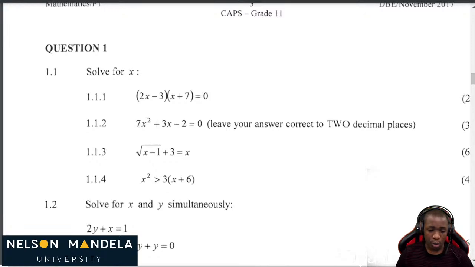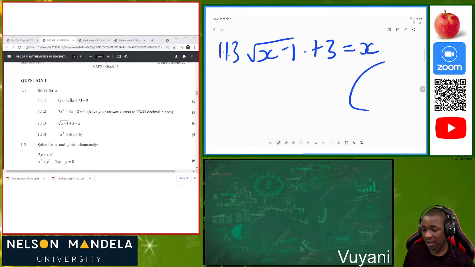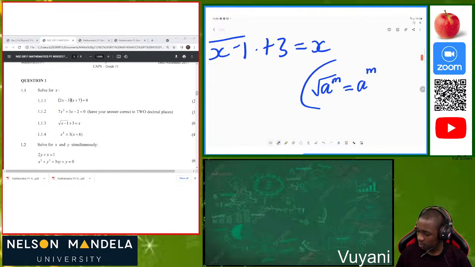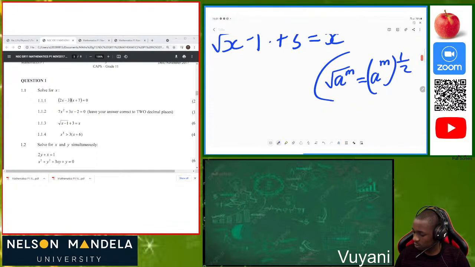Now, we know that according to the rules of exponents, let me just write something here. According to the rules of exponents, we know that the square root of a^m is the same as a^m times 1 over 2, because the square root is always illustrating 1 over 2.